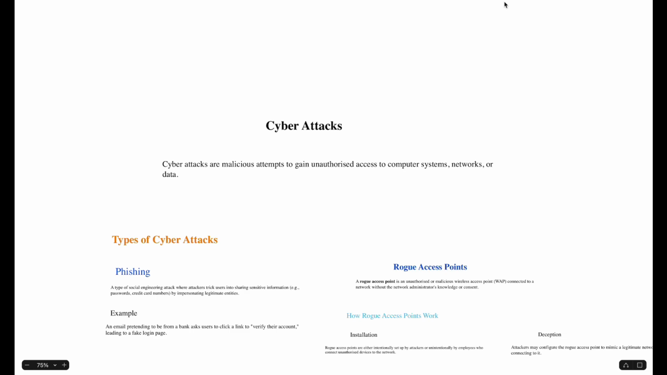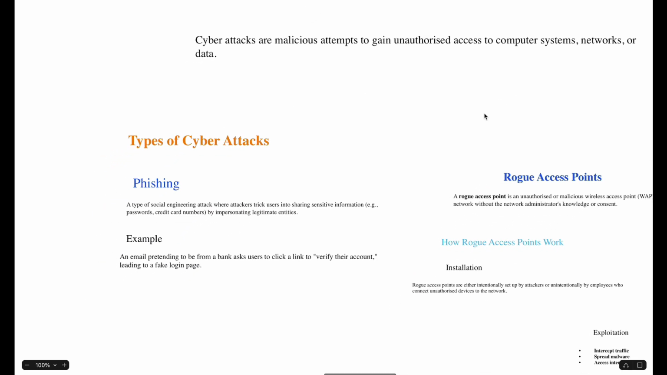And now we can take a look at cyber attacks. Cyber attacks are attempts to gain unauthorized access to computer systems, so they're illegal. Like networks, data, these attacks aim to disrupt services, steal sensitive information, and damage the system. So any type of attack that is trying to damage your computer network or trying to steal your personal information is a cyber attack. So let's take a look at different types of cyber attacks.